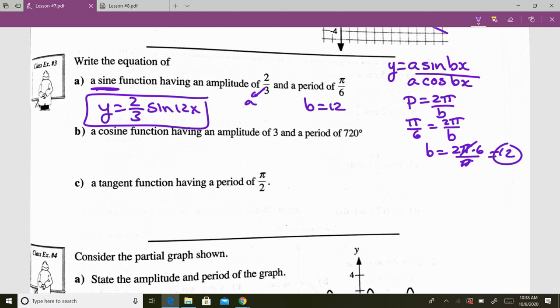All right, a cosine function has an amplitude of 3 and a period of 720. Amplitude 3, therefore a value is 3. Don't have to do anything. Period is 720.